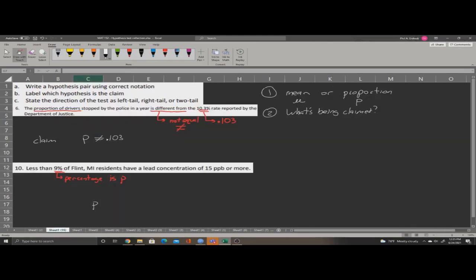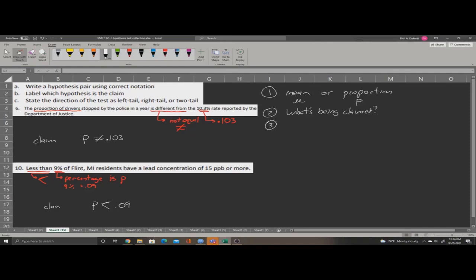Now, problem 10 reads, less than 9% of Flint, Michigan residents have a lead concentration of 15 parts per billion or more. The operative words here are less than. Less than is going to be this symbol pointing to the left. And 9% is the same thing as saying 0.09 probability or proportion. So we'll say that our claim will say p is less than 0.09.